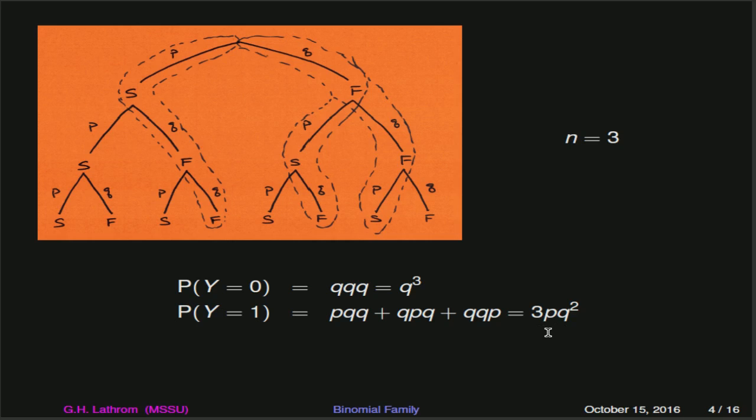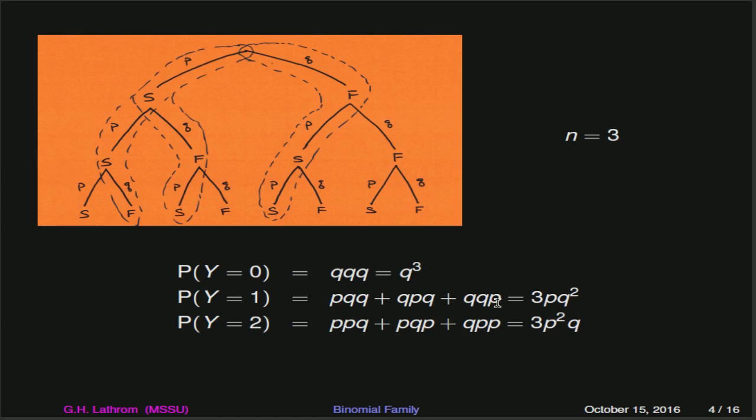Likewise, for the probability of getting two successes, how can that happen? Well, we can have successes on the first two trials and a failure on the third. We can have a success, a failure, and another success. Or we can have a failure on the first trial and then successes the next two times. So either way, the probability of any particular path is going to be p squared times q, and we've got three paths for which that's going to be true.